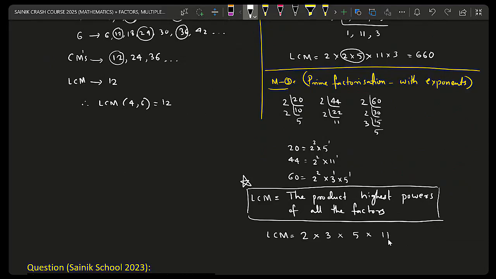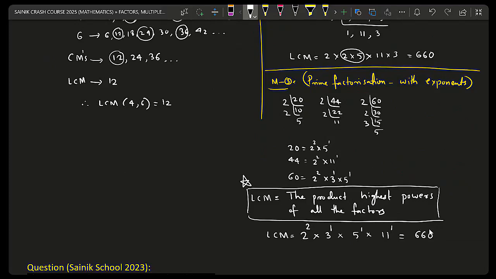Now for every factor, they said highest power. 2, what is the highest power? 2 square, 2 square, 2 square. Everywhere is same, you can write square only. 3, the highest power. There is only one power, you write 1. 5 power 1, 5 power 1. Highest power is also 1. And 11 is 1. So we're going to multiply. So 2 square is 4. 4 into 5, 20. 20 into 33, we'll get the same answer, 660. So any method you apply, you're going to get the same answer.